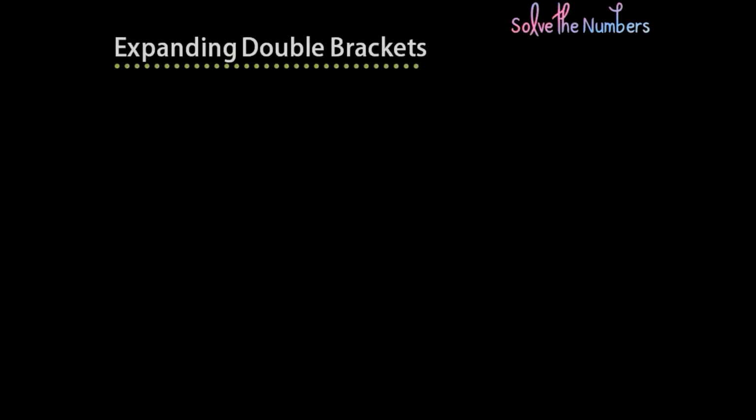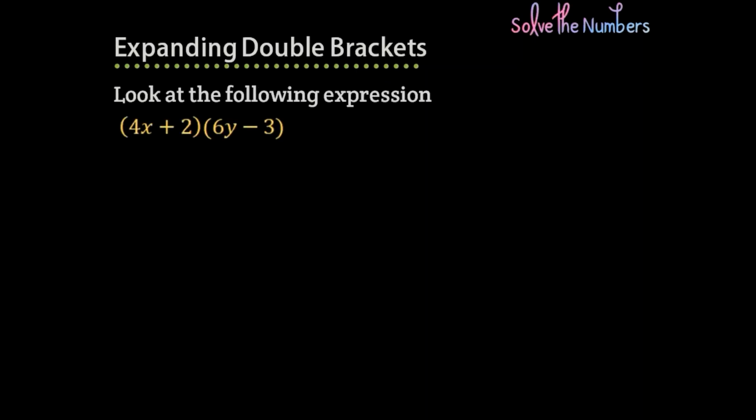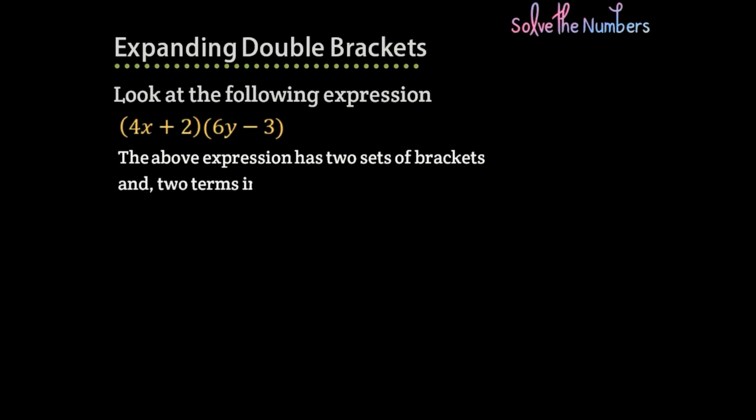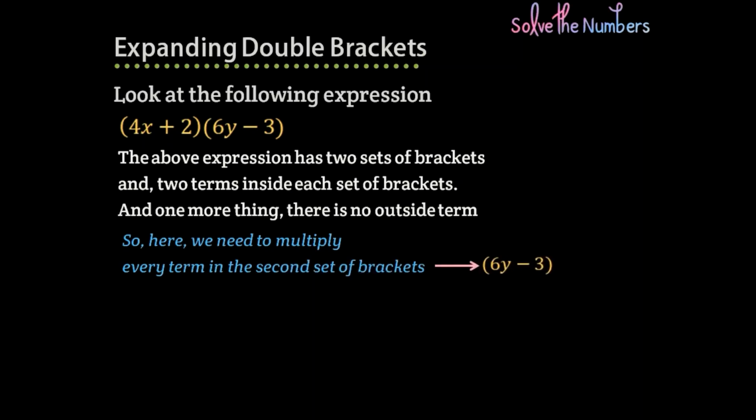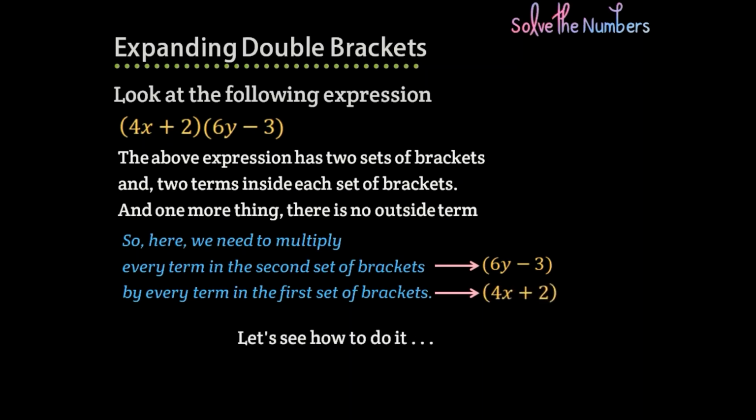Expanding double brackets. Look at the following expression. (4x plus 2) times (6y minus 3). The above expression has two sets of brackets and two terms inside each set of brackets. And one more thing, there is no outside term. So here we need to multiply every term in the second set of brackets by every term in the first set of brackets. Let's see how to do it.